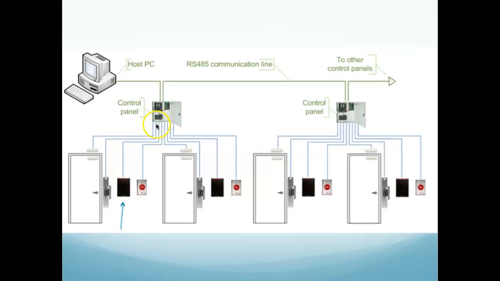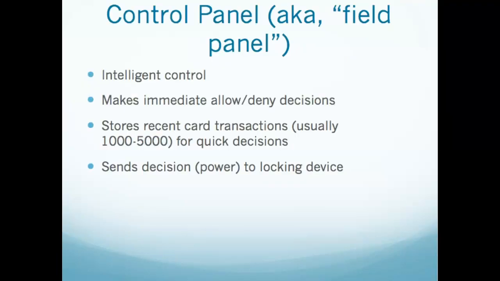Think of this as a water pipe, right? Its signal's going up, and it hits the control panel. And let's talk about what happens in the control panel. So the control panel is also sometimes called a field panel. You'll hear them called mercury panels. You'll hear them called a lot of different things, but panel is normally in the description, right? Door control panels. They are intelligent panels.